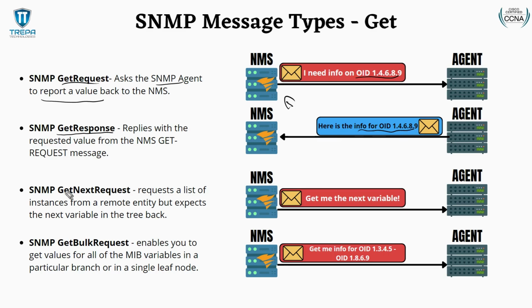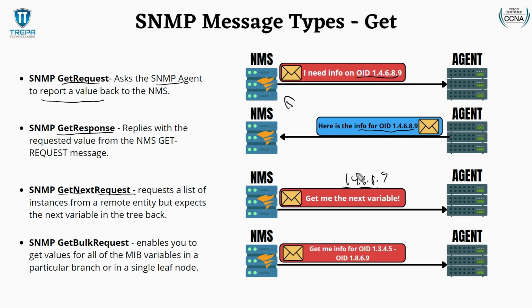It's going to send back an SNMP get response with the information for that OID, if it can. And then we have an SNMP get next request, which is going to request a list of instances from our SNMP agent. So essentially what that's going to say is, hey, I want to learn about OID 1.4.6.8.9, but I also want the next variable in that tree structure.